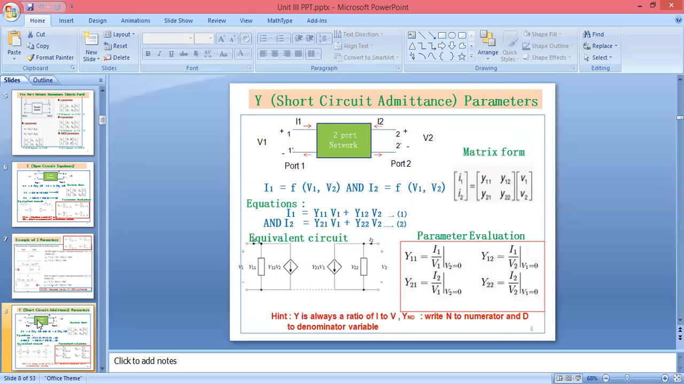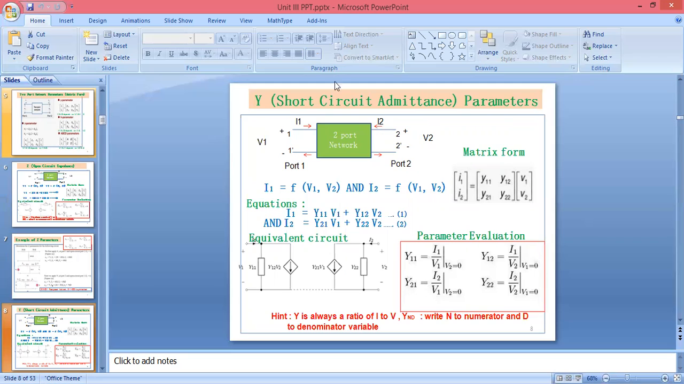When the values of current depend on the voltage, we call that circuit the short circuit admittance circuit, and we call this parameter the Y parameter, or short circuit admittance. If you see, this is a two-port network, because here is one port and this is the second port. Port 1 has two terminals, one inside and the other outside. Port 2 also has two terminals.